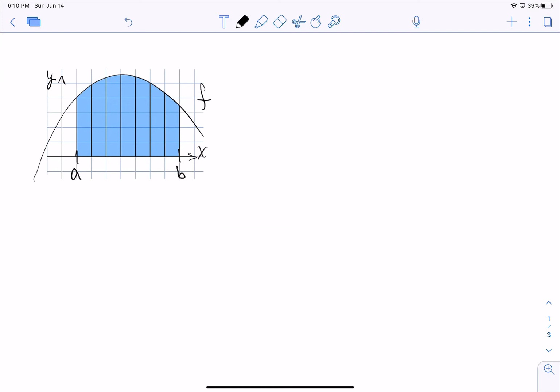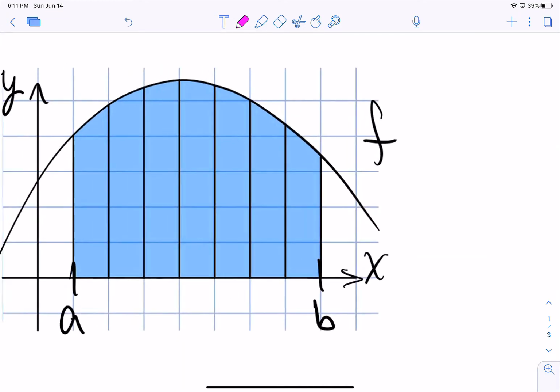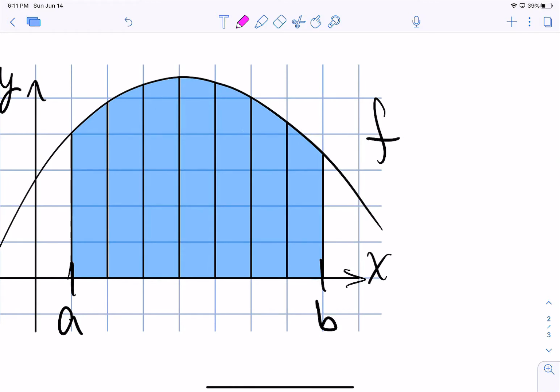Using rectangles is one way to approximate the value of an integral. Another way is to use trapezoids. I'm going to zoom in here. We have the same function and the area under the curve from A to B. And I'm going to build a trapezoid here.